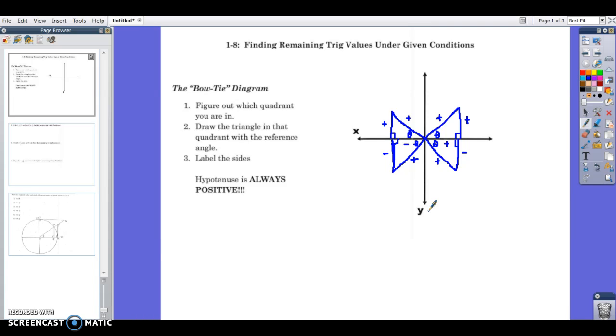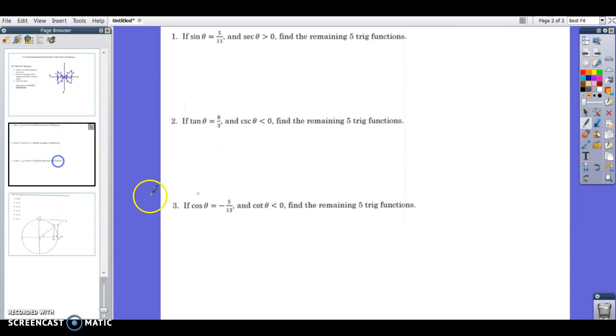Now, you're not going to draw all of them at the same time. It just depends on what quadrant you're dealing with based on the problem you're working on. I like to call this the bow tie diagram because when you put them all together, it kind of looks like a bow tie. This is really going to help you when you get to the problem. So let's go through a couple of examples so you can see what I'm talking about.